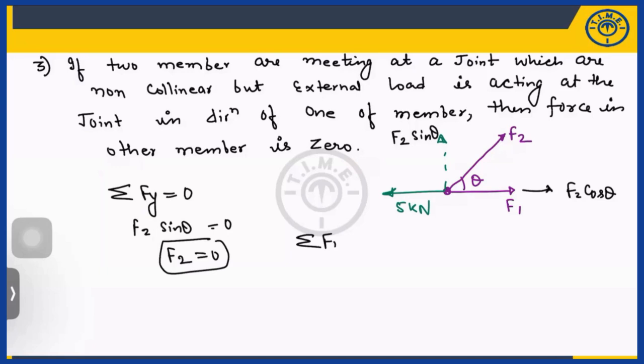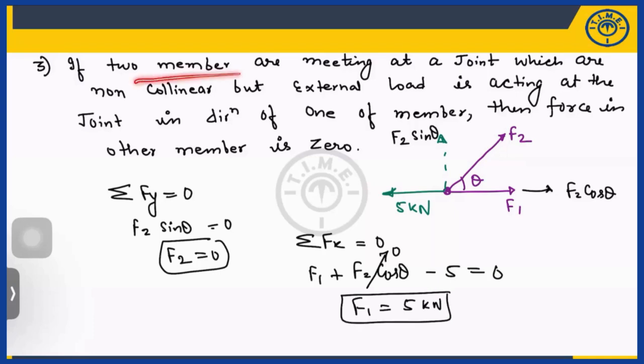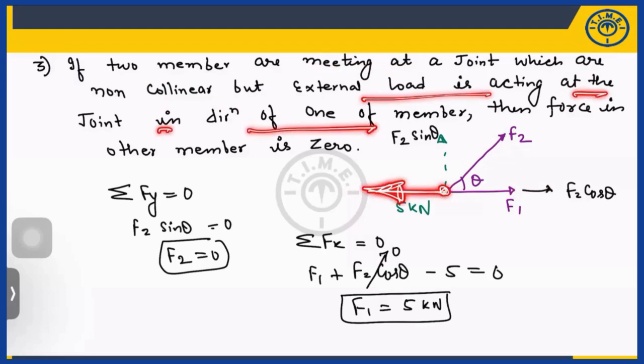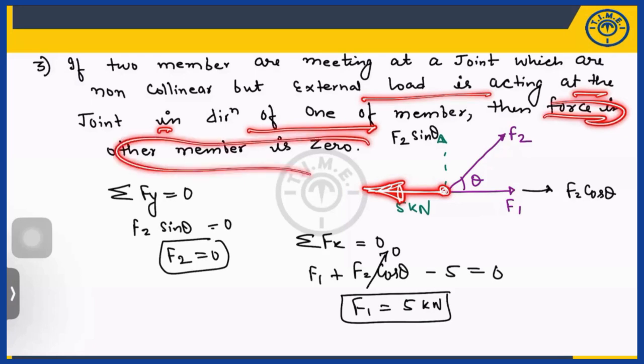If you write summation of force in x direction 0, F1 plus F2 cos theta minus 5 is equal to 0, because the load is acting in this direction. F2 is 0, so that term will be 0. So F1 you are getting as 5 kilonewton. That's why I have told, if two members are meeting at a joint which are non-collinear, they are not collinear, if they are collinear they should lie in the same line, but external load is acting at that joint in the direction of one of the members, then the force in the other member, this member, F2 value will be 0.